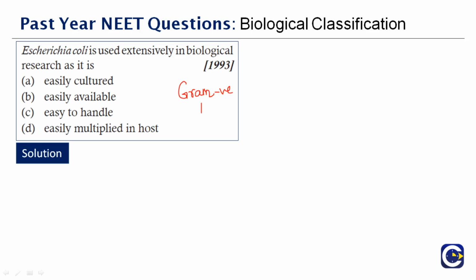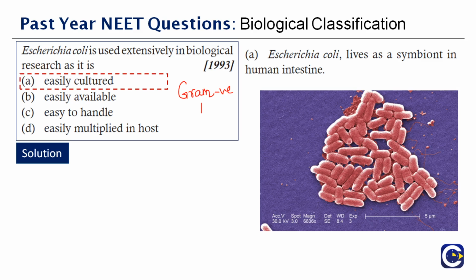The main reason why we use it is that it lives in a symbiotic relationship with the human intestine, so it is easy for us to culture. Escherichia coli is used extensively in biological research because it is easily cultured, and as I already said, it is a coliform bacterium present in the intestine of many warm-blooded animals, not just humans but also other warm-blooded animals of eukaryotes. Therefore, the correct answer to this question is option A.